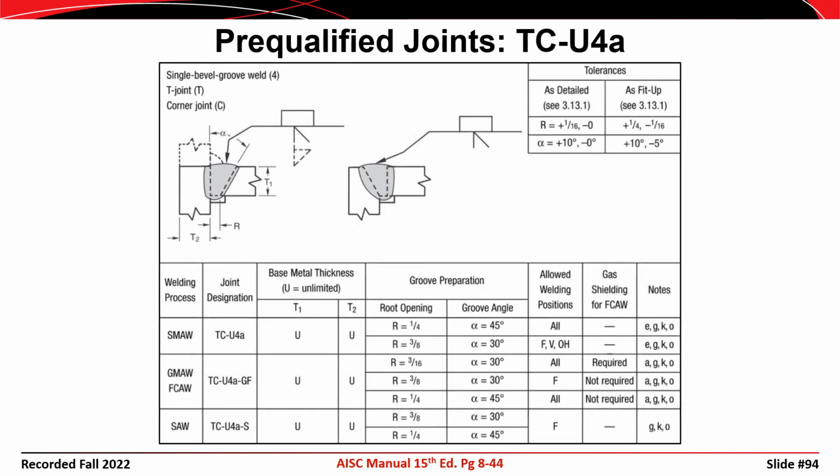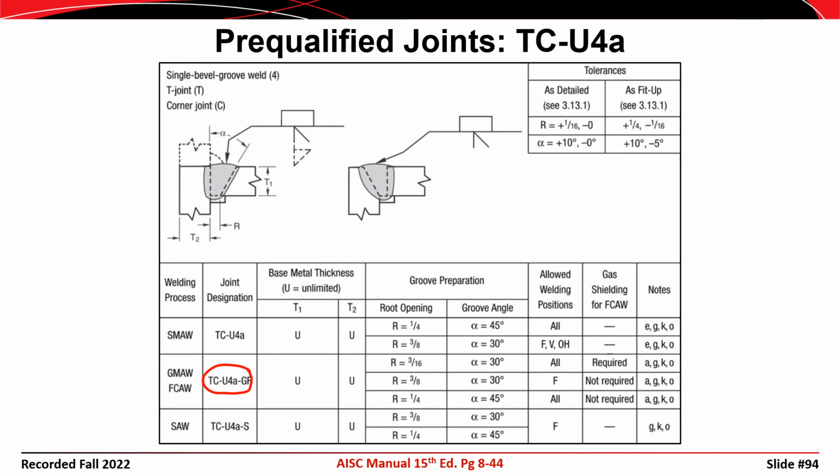So if you go to page 8-44 of your AISC manual, you'll actually see this pre-qualified joint spelled out. And they have different processes that are called out here. So a TC-U4A without the identifier is called out right here, and that qualifies for shielded metal arc welding or stick welding. So if you wanted to use gas metal or flux core arc welding, then instead what you would specify is TC-U4A-GF, or if you wanted to use submerged arc welding, then you would specify -S.